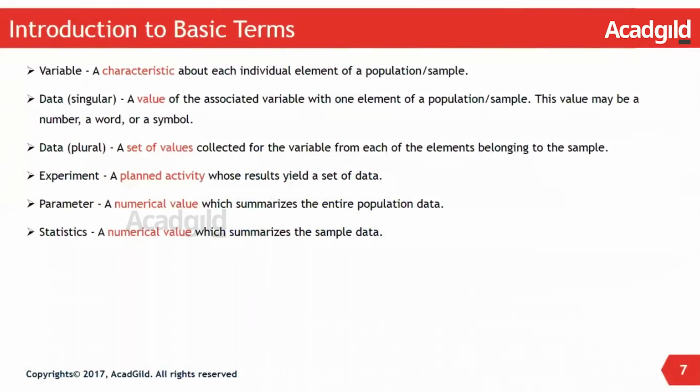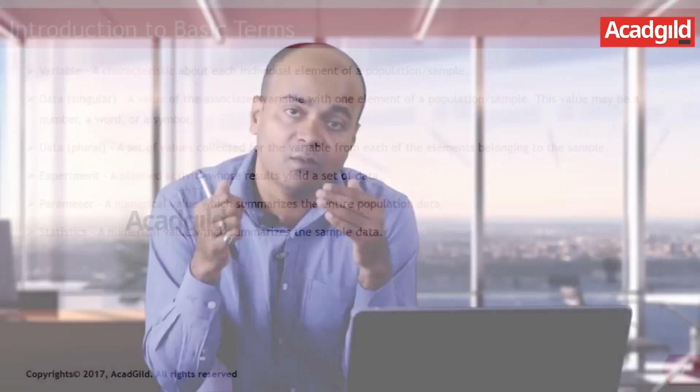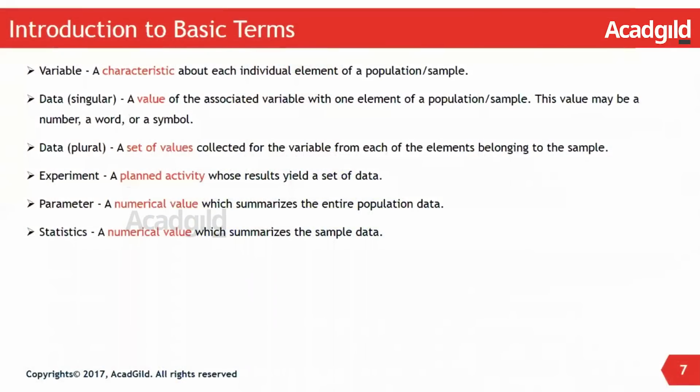The parameter is a numerical value which summarizes the entire population data. Like, what is the population of India? That's a parameter. What is the average age of all the Indians? That's a parameter. What's the average height of all the males in India? That's a parameter. What's the average height of all the females in India? Another parameter. What is the average income of all the individuals? That's a parameter. What is a statistic?